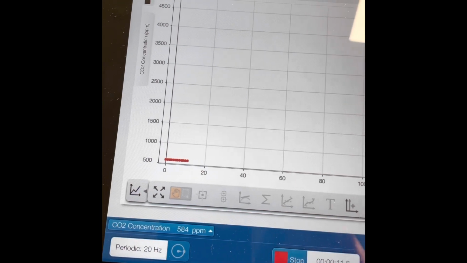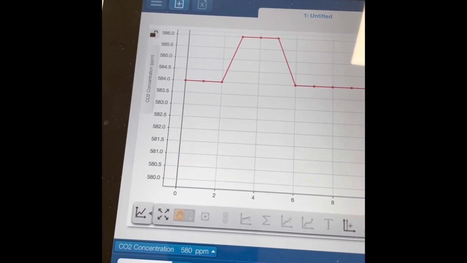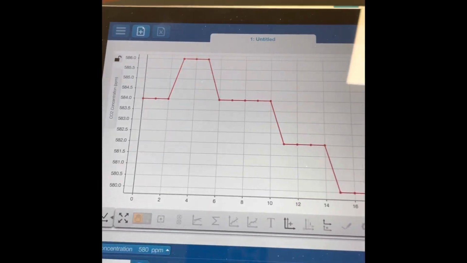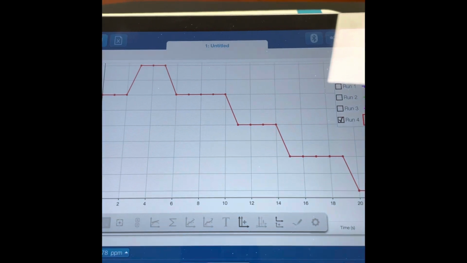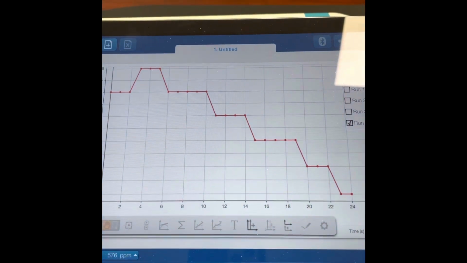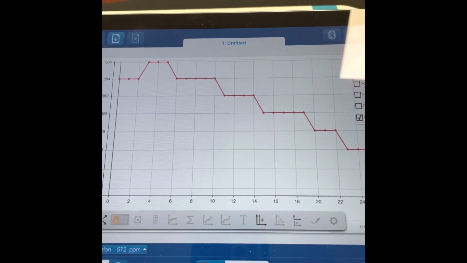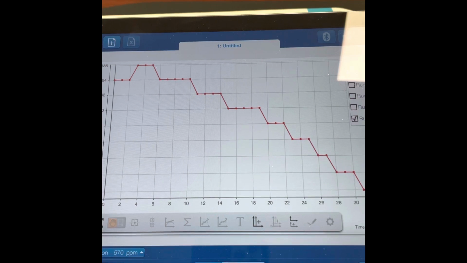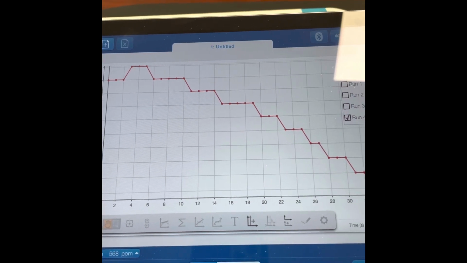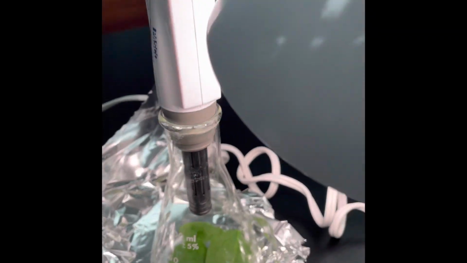So we're down there low. Let's reconfigure the graph slightly. Let's take a look at what's going on here.